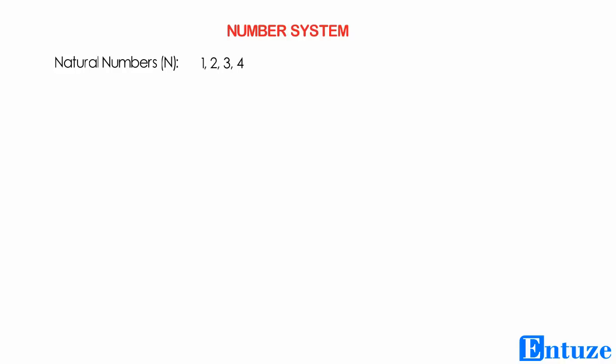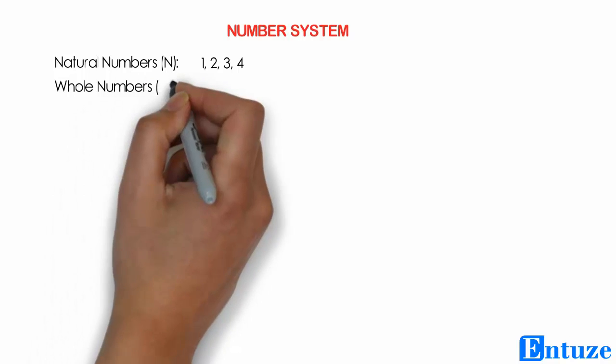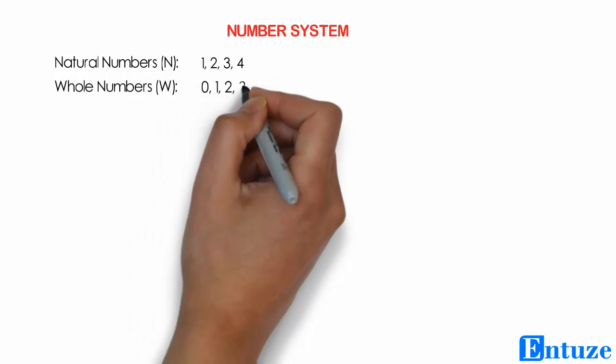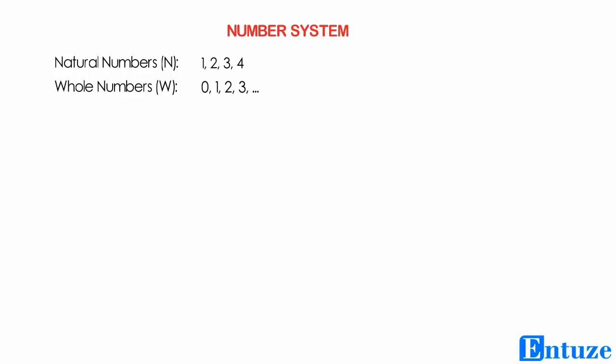That is 1, 2, 3, 4. When we observe this, 0 is missing. We know that numbers start from 0. One more type of numbers is called whole numbers, in which numbers start from 0. That is 0, 1, 2, 3 and so on. The numbers go up to infinity and are called the whole numbers, which are represented by the letter W.